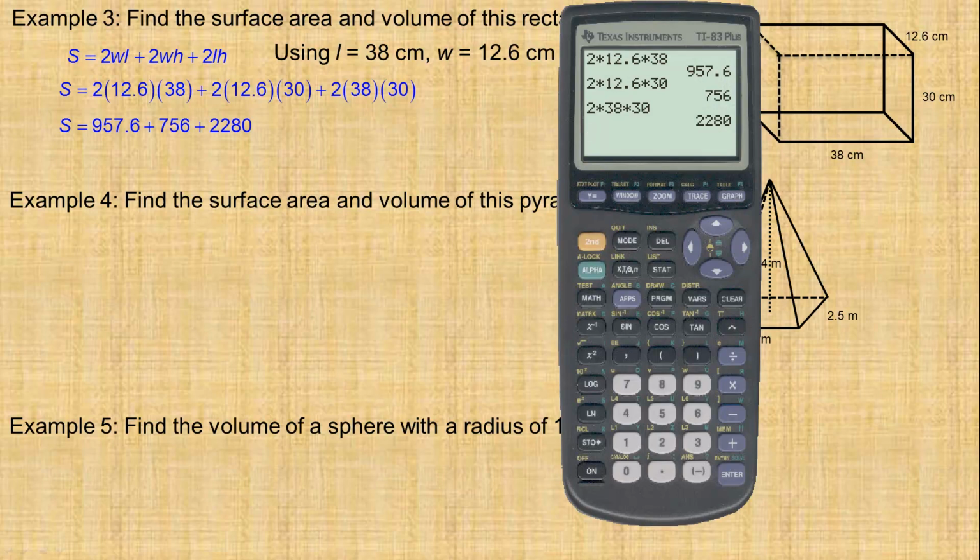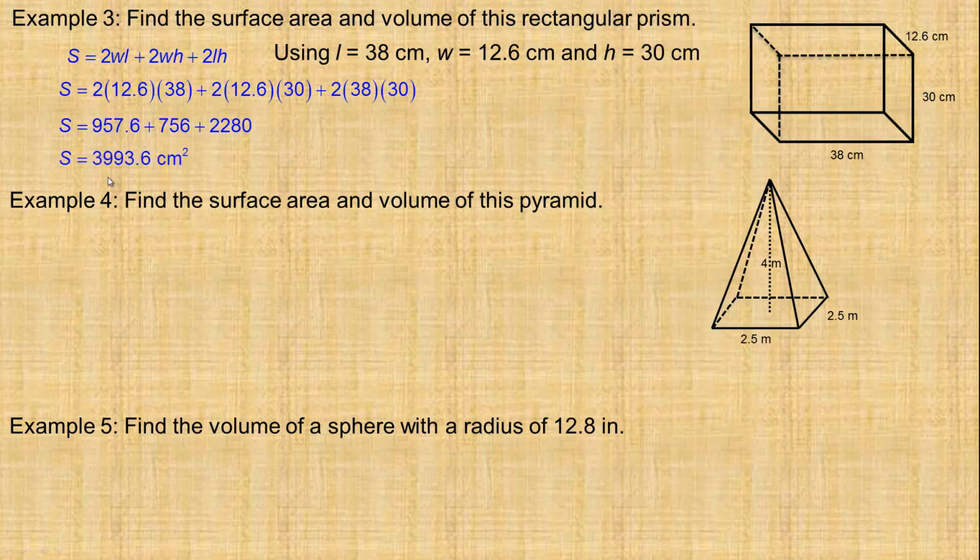Let's bring the calculator up a bit. So there's those numbers: 957.6, 756 in the middle, and 2280 in the end. And of course, if we add all those up, we get just under 4,000, so 3,993.6, and it's surface area, so centimeters squared would be the units.